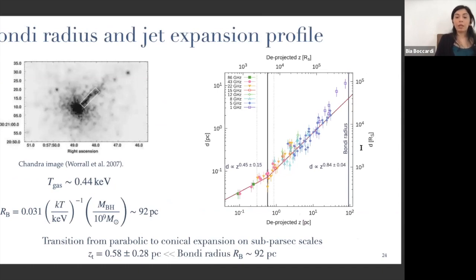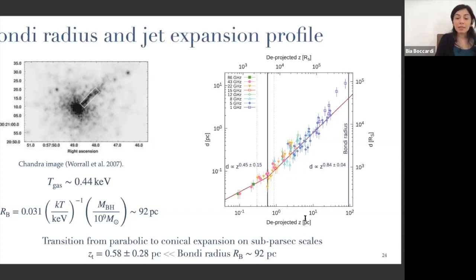Here I'm showing the expansion profile which we obtained by considering the entire VLBI data set. So what you see here is this full width at half maximum, which we obtained by the fitting of Gaussian components, as a function of the projected distance from the jet base in units of both parsecs and Schwarzschild radii. And the different frequencies are labeled with a different color.